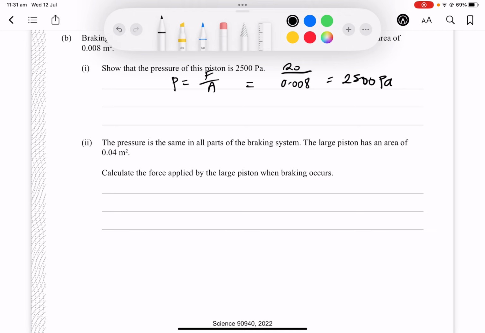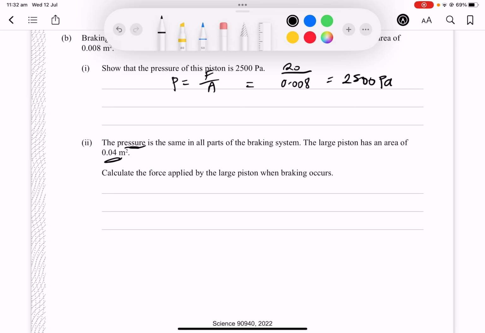All right, so question II. The pressure is the same in all parts of the braking system. The large piston has an area of 0.04 meters squared. Calculate the force applied by the large piston when braking occurs. So we know that the pressure remains the same, however the area is different.